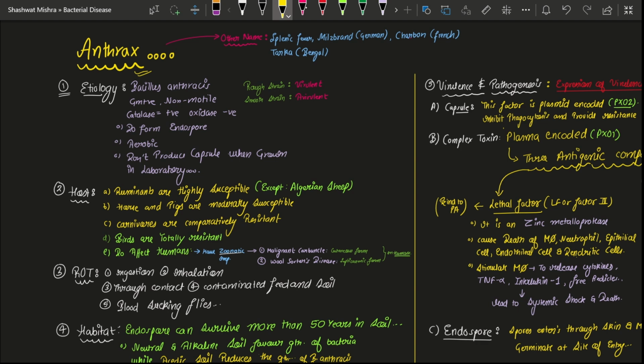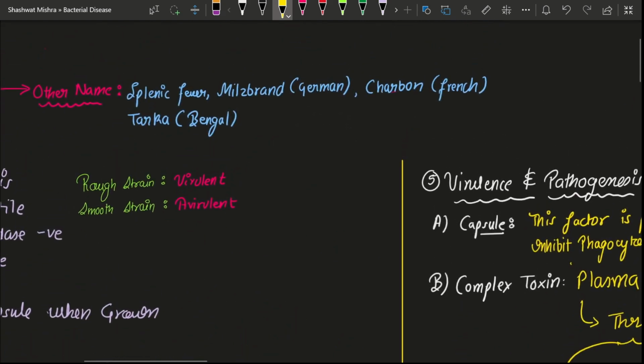Starting with the synonym names of anthrax. The very first name is splenic fever. Then it's Milzbrand, which is famous in Germany. Then the next is Charbon, which is famous in French. And the last one is Tarka, which is famous in West Bengal.